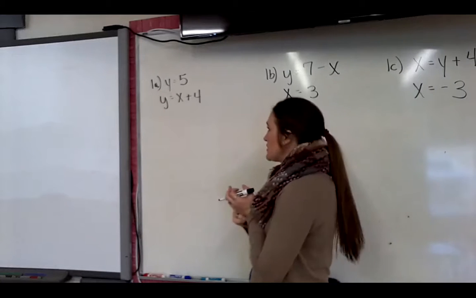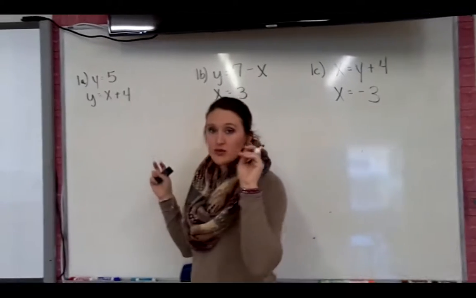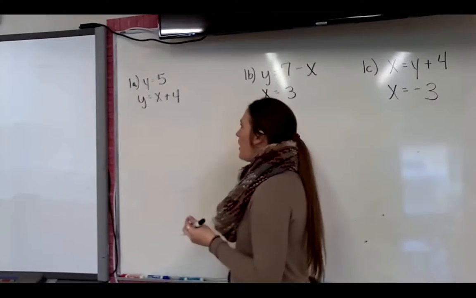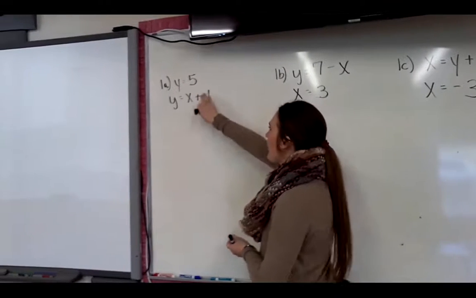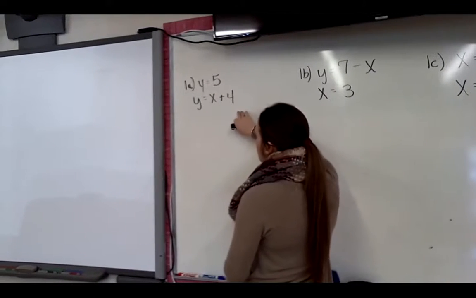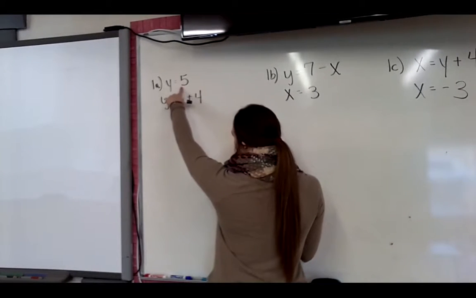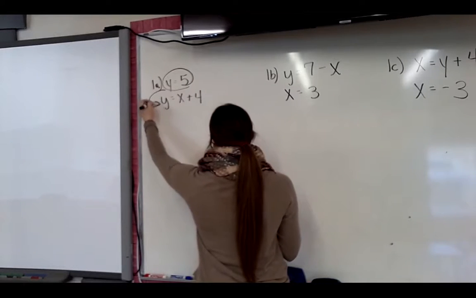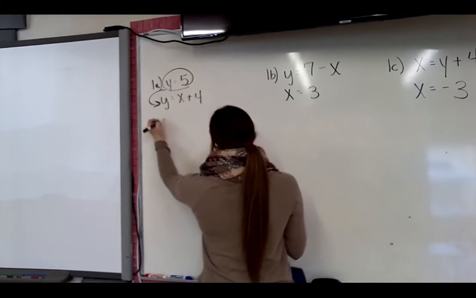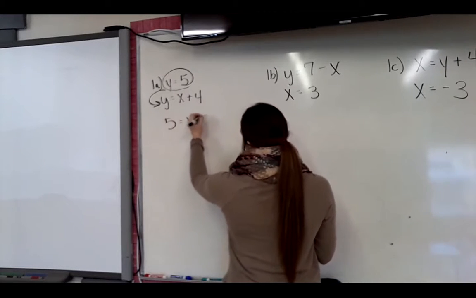Okay, on these first few examples, we are solving these algebraically, which means we're using substitution. So always look for the one that's easier, the one that's already solved. Like on this first one, we have y equals 5 and y equals x plus 4. They are both already solved for y, but this one is simpler. It's just y equals 5. So take this one and plug it into the other equation for y. So my new equation for this one is going to be 5 equals x plus 4.